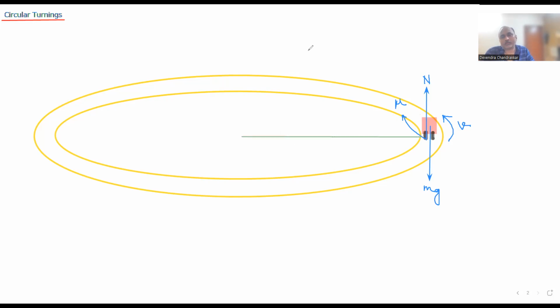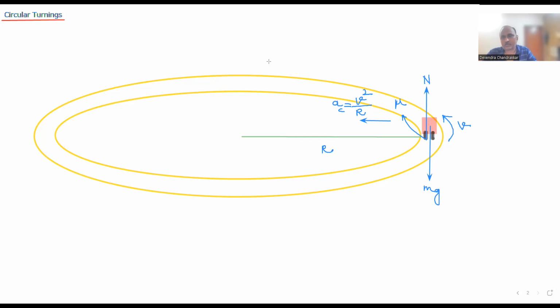So now we have this acceleration here towards the center. You are all aware of it, right? What is that acceleration? Centripetal acceleration. And what is that? v square over r, where r is the radius of the circular path. Does anybody have any doubts till this point? Yes or no?